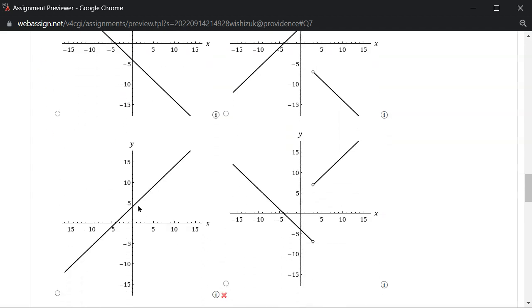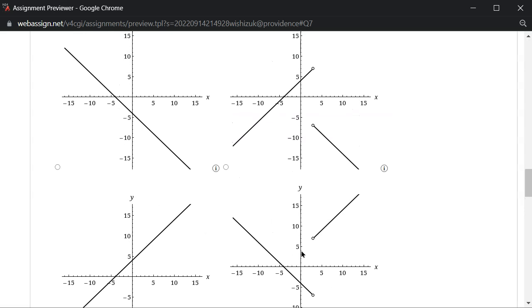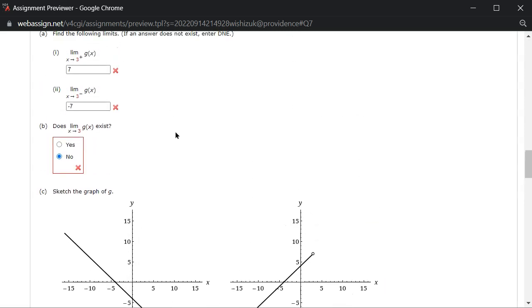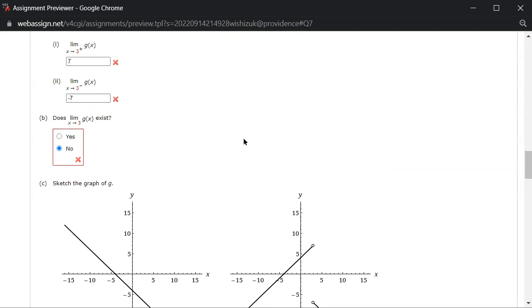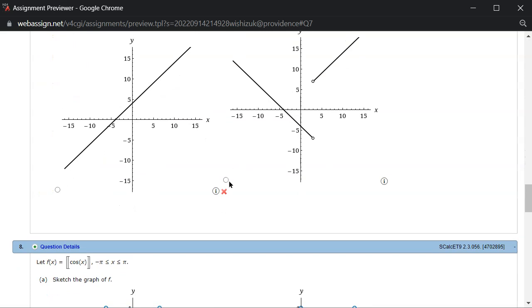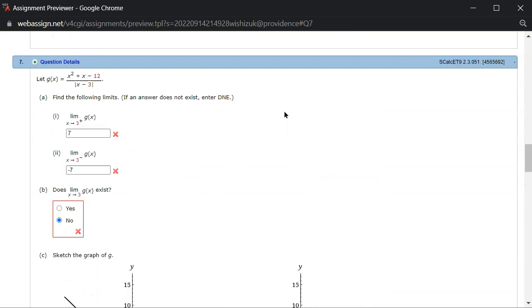Again, this one doesn't have that, but here, from the positive side, it's positive 7. Approaching from the negative side, it's going to give you negative 7. So it looks like it follows the result from part A. So this is the only picture that's reasonable.